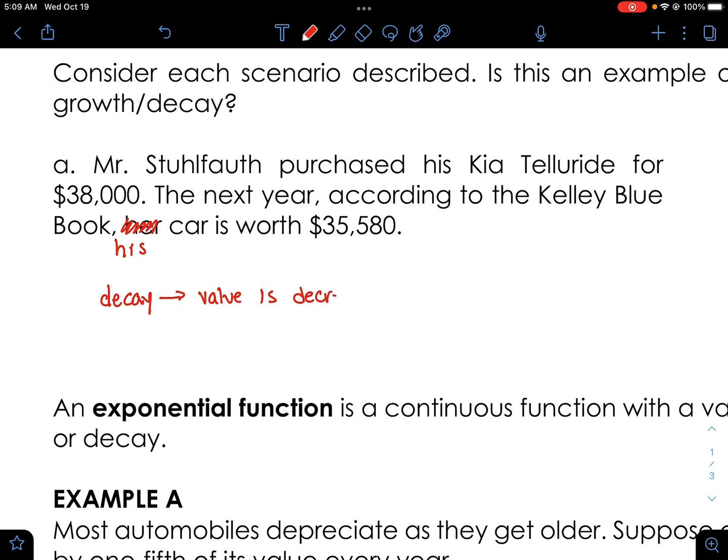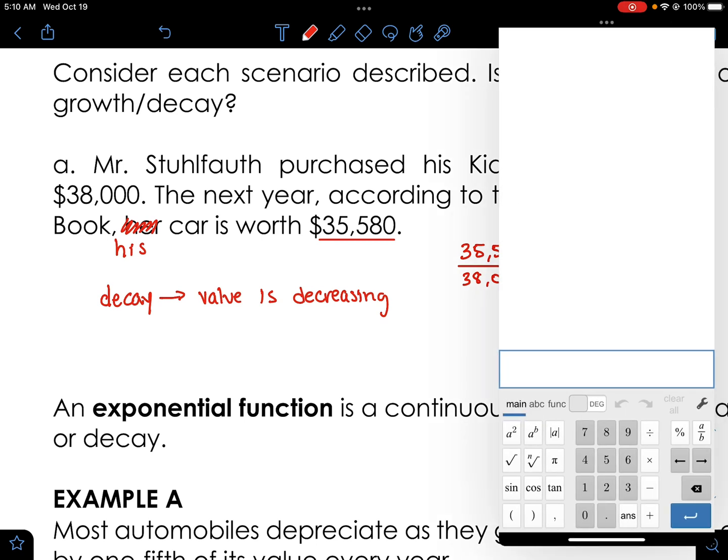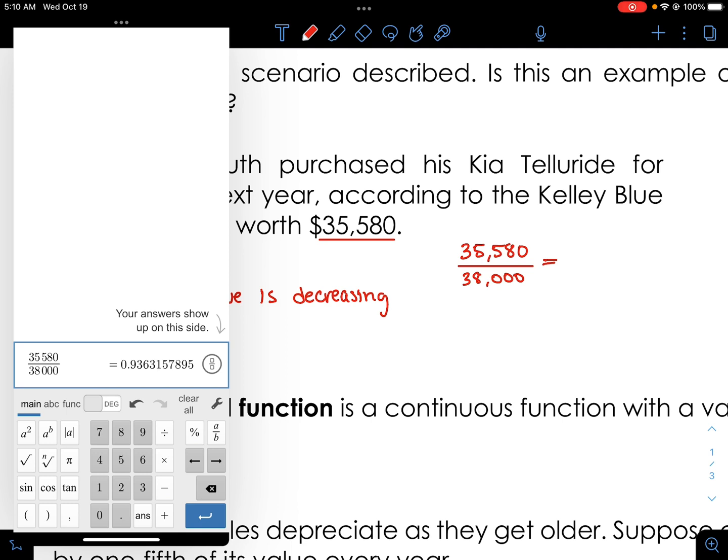And in order to figure out what the rate of decay is, you are going to take the current amount, $35,580, and you're going to divide that by 38,000, which is what your previous amount was. And when you do that, you find out that the value of the car is 0.9394.